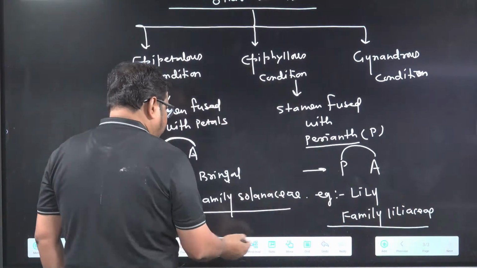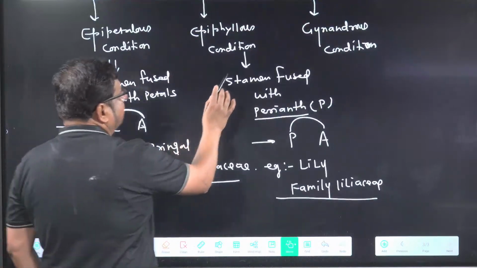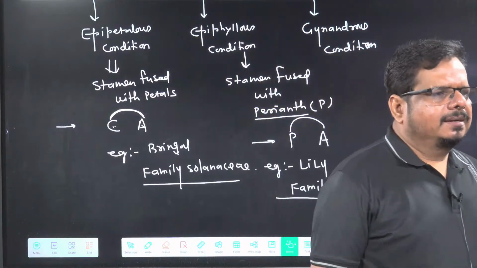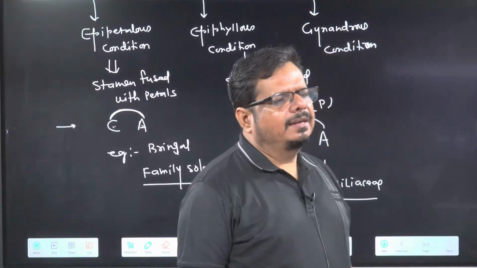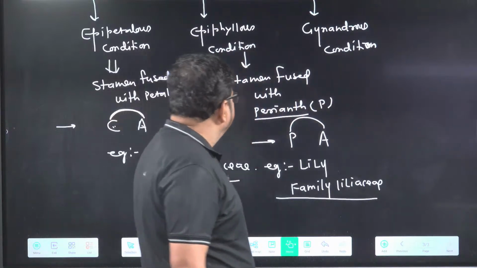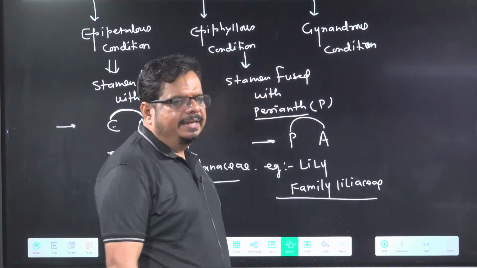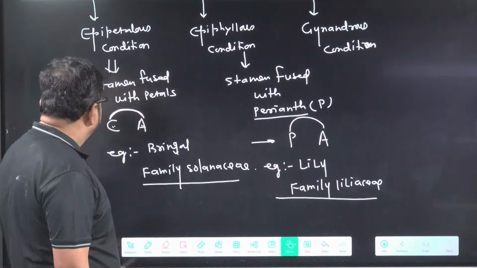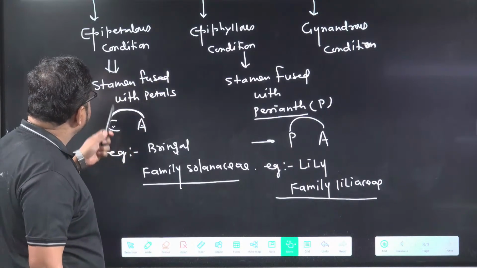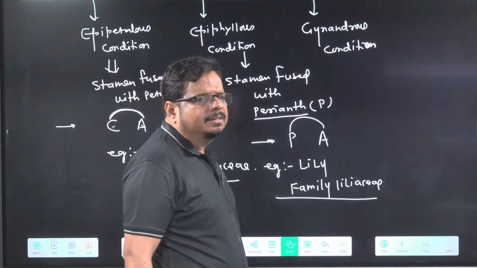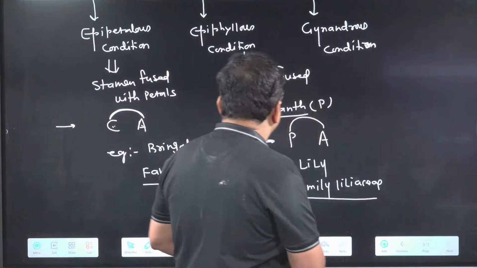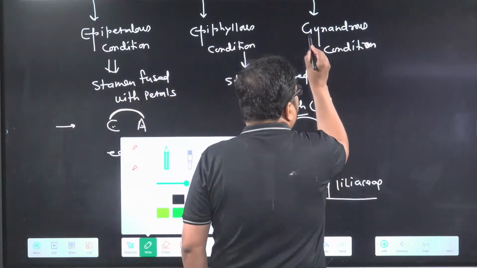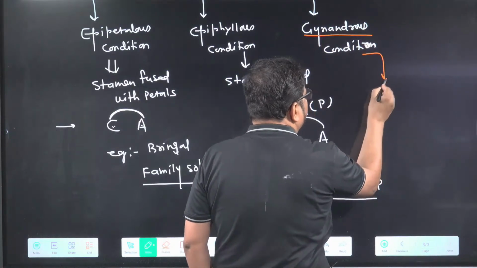Understanding the idea or not? So these two terminologies are given in NCERT, so please don't forget them. Epipetalous condition is the characteristic feature of Solanaceae, and epiphyllous condition is the characteristic feature of Liliaceae. In epiphyllous condition, stamen fuses with perianth, and in epipetalous condition, it fuses with petal. Now another term I am telling you, which is not given in NCERT, but you can decode its meaning by the name also.